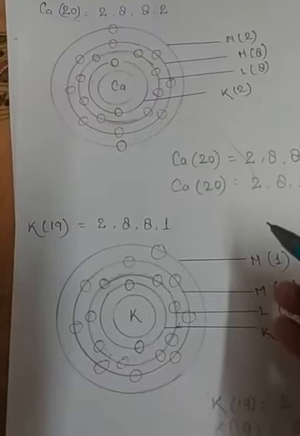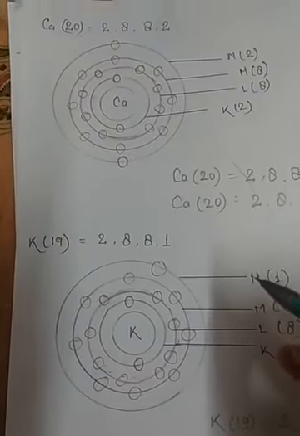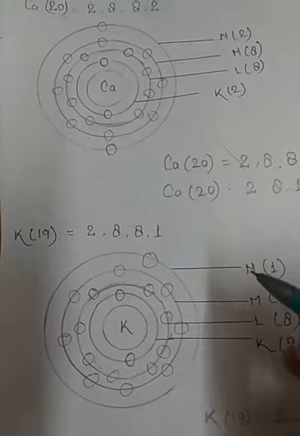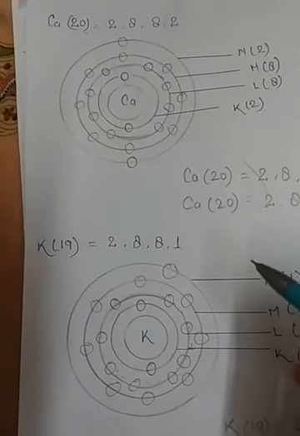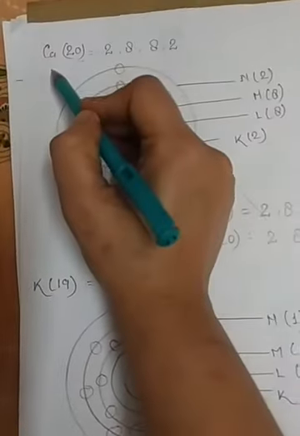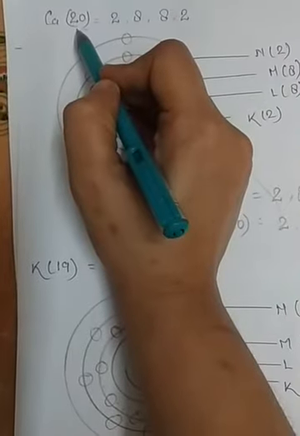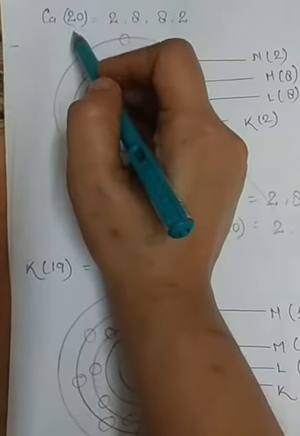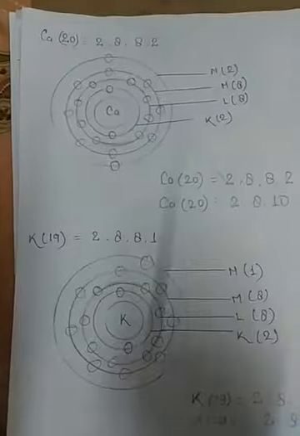In this video, we will be discussing how to draw the atomic structure. Okay, let's take an example. Calcium, whose atomic number is 20, so electrons will also be 20. Now let's see how it follows the rules.